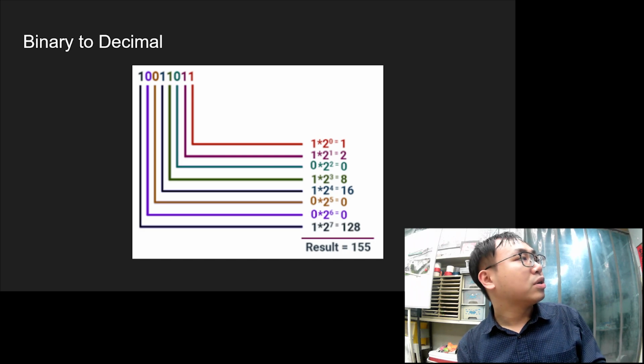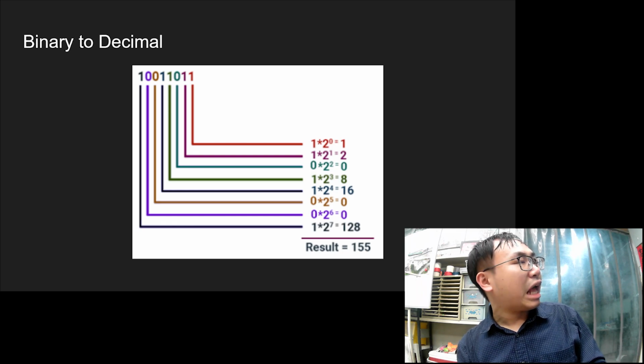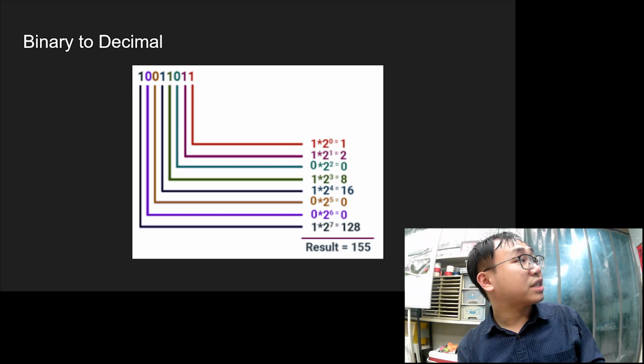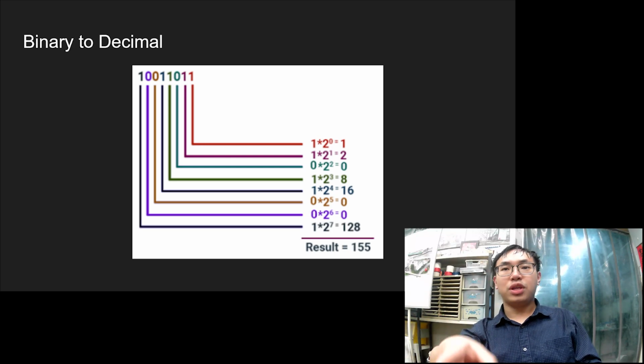1 times 2 to the power 0, and you see there are 7 digits. So 2 to the power 0, 2 to the power 1, 2 to the power 2, up to the 7th digit, 2 to the power 6. Okay? If I have a 1 here, just multiply by 1. If I don't have a 1 here, just multiply by 0. And finally, you add all the numbers up. So this is how you do binary to decimal. But if you have a calculator, you don't need to do this calculation. The calculator can help you do the conversion.